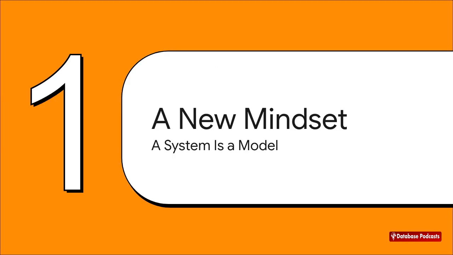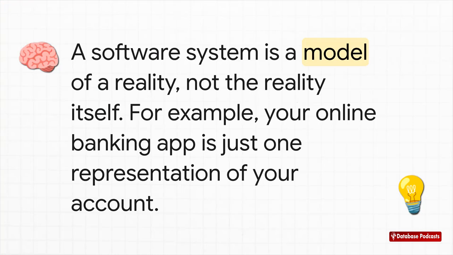So if the problem is these mixed up models, how should we be thinking about our systems instead? Exactly. The very first step is a really crucial mindset shift. We need to stop seeing our software as just code and start seeing it as a model of some piece of reality. For example, your online banking app. That isn't your actual bank account. It's just one specific model of it.